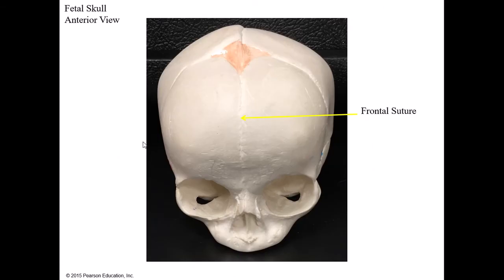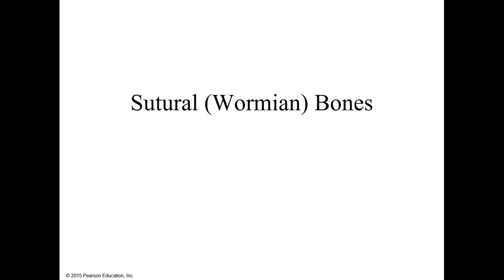So here's the fetal skull. You can see this line coming down right here. That would be our frontal suture. Again, only in a child, a fetus, a child. By the time of age 6, that should go away. So those were our sutures.